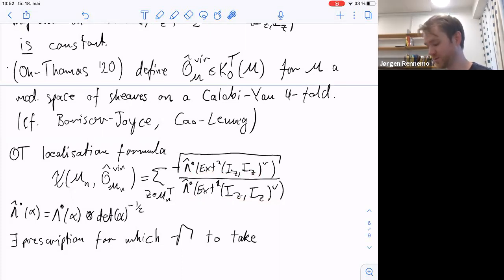So in Nekrasov's conjecture, this sign was pretty mysterious. Now that we have the geometric theory, we have a geometric prescription for how to define that sign, and computing what this sign is is one of the major steps in the proof of the theorem we prove.